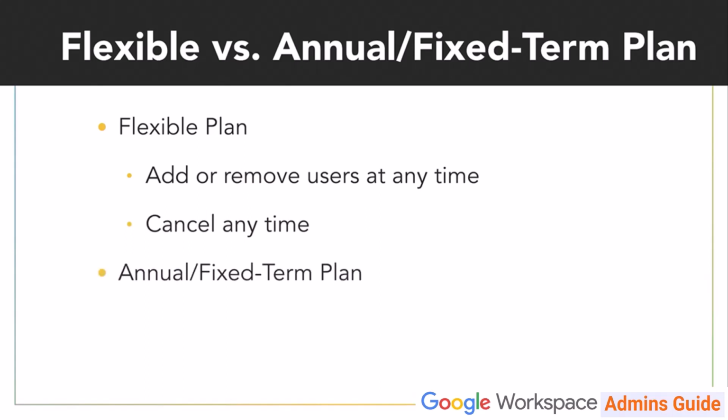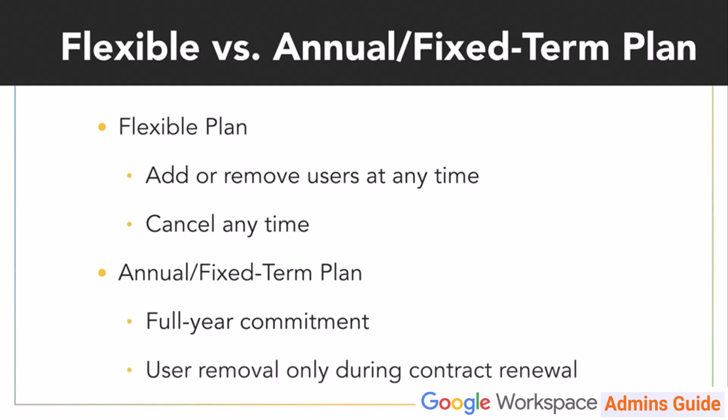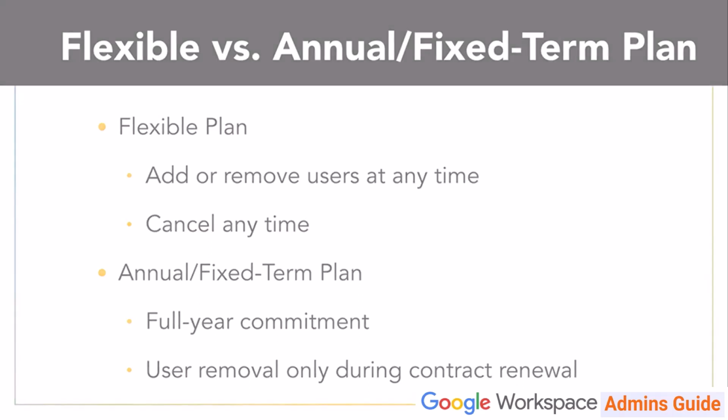The Annual plan requires a one-year commitment to Workspace from the date you activate your service, charging the full year subscription up front. You can add users whenever you like, but you can only remove users when renewing your annual contract. Until your renewal date, you'll be billed monthly for all your purchased licenses, and you must continue to pay for the full annual commitment period, even if you should decide to cancel your account. The Annual plan is only available for online purchase, and you must contact a Google sales representative if you're interested.